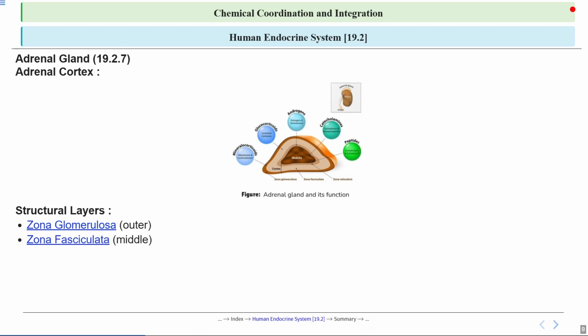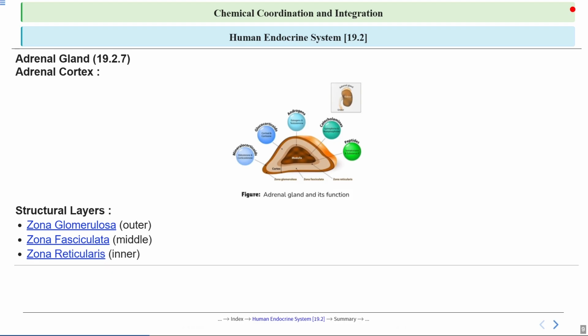Then the second layer is the zona fasciculata, which is the middle layer of the adrenal cortex and is responsible for producing glucocorticoids, primarily cortisol. So it plays a key role in regulating metabolism by helping the body manage stress, maintain sugar levels, and control inflammation. This layer is stimulated by adrenocorticotropic hormone, or we can say ACTH, from the pituitary gland, and its activity is crucial for the body's response to stress as well as maintaining homeostasis.